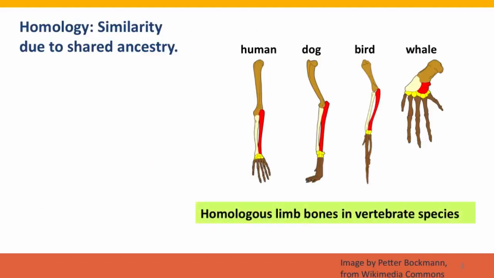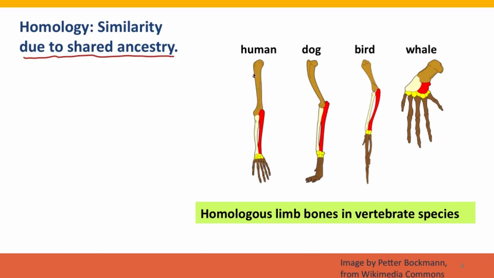Now, homology is often confused with similarity, and that's because homology is a special kind of similarity. Lots of things are similar. Things that are homologous are similar because of shared ancestry. So here are examples of the four-limb bones of four different vertebrate species, starting with the human arm bone. And they've been colored to show up their similarities.